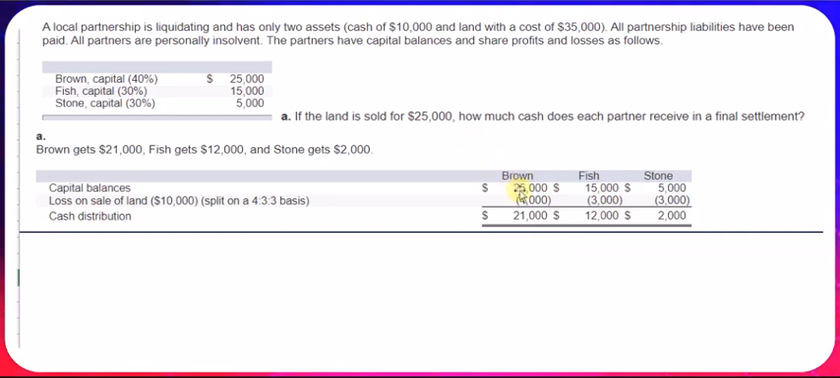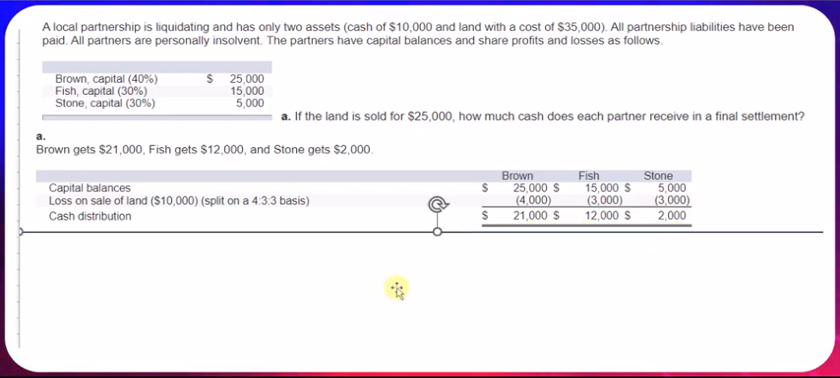Now, hopefully that should make sense to you because we started with 25, 15, and 5. That's 45,000. We're getting rid of the land for 35,000. We're getting 25,000 for it. So we're essentially starting with the book value, recording the $10,000 loss, and we're thinking through where the land will go away, replaced with cash. So that really is the cash balance, 21,000, 12, and 2.